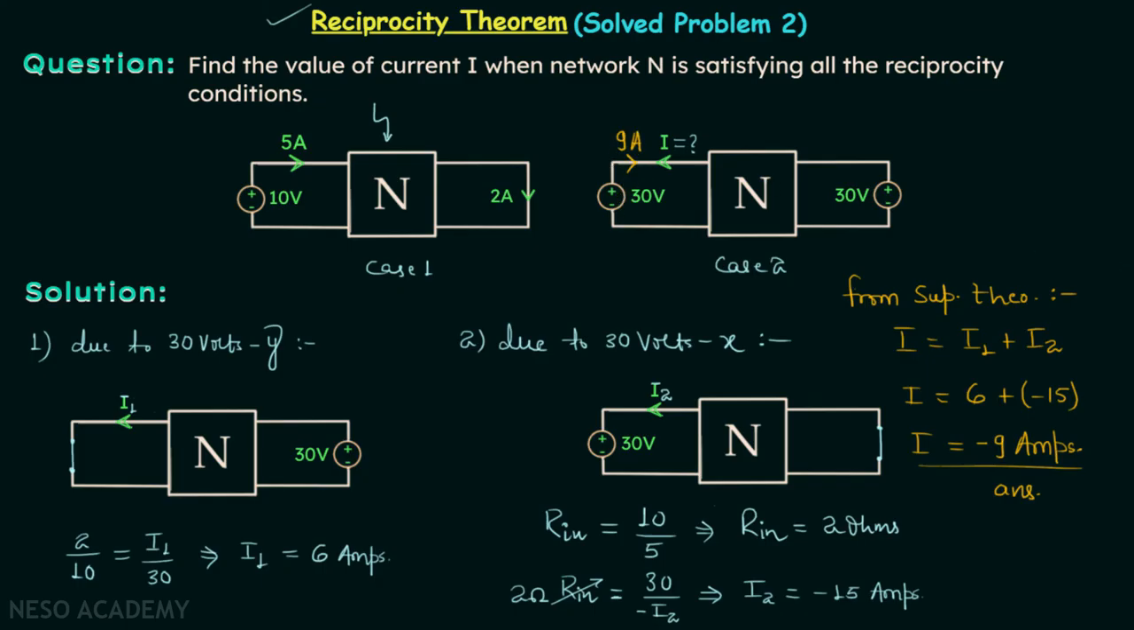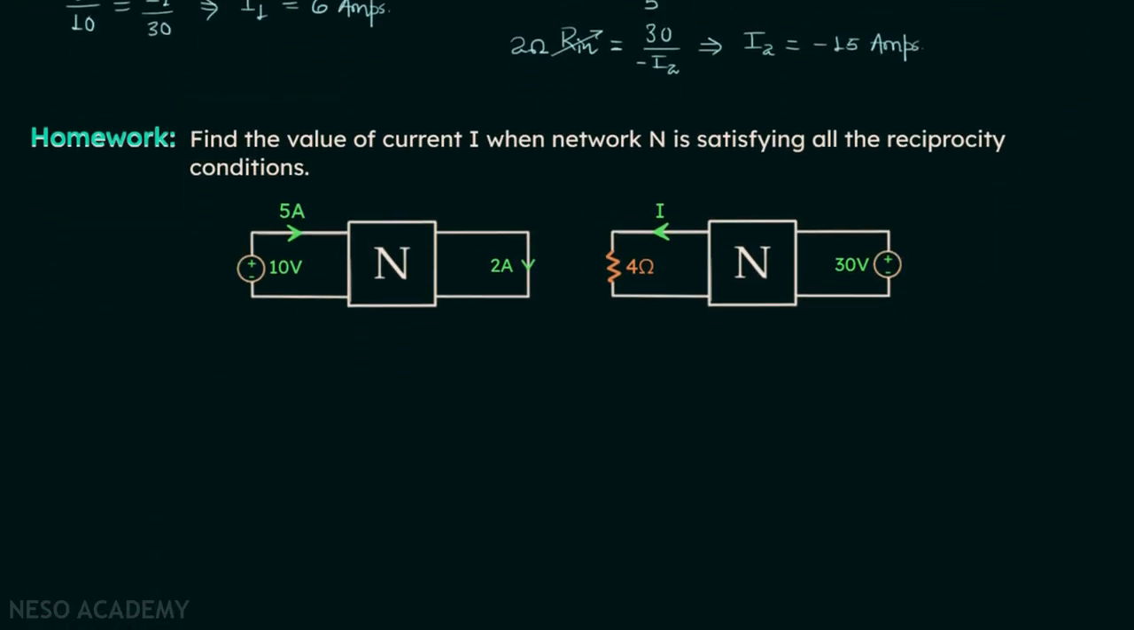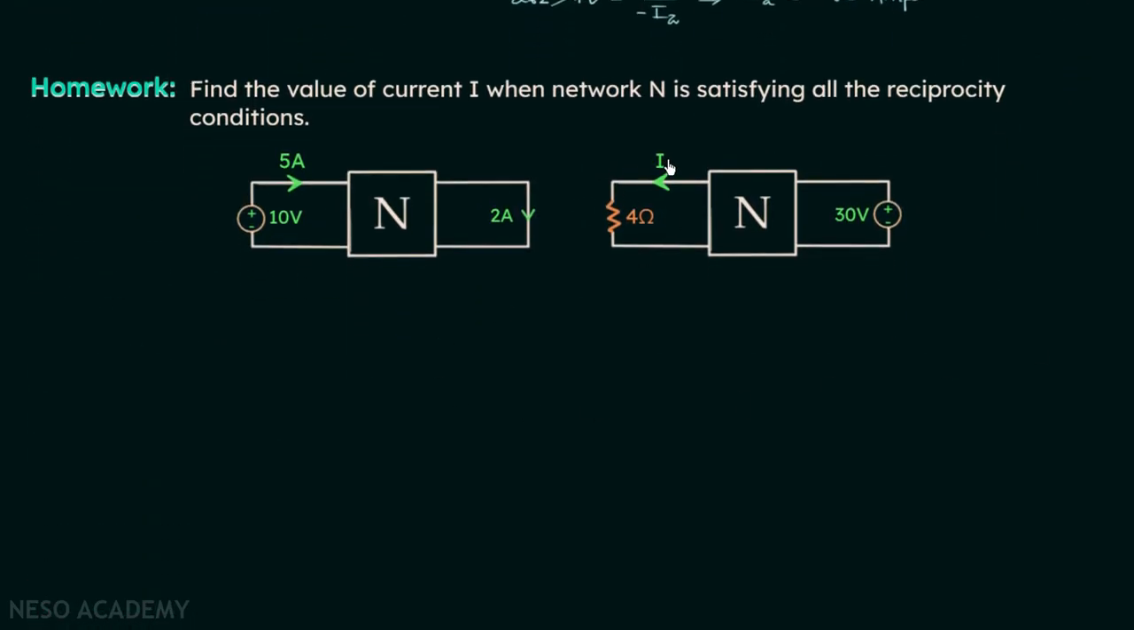Now we will move on to the homework problem. In this problem, you need to find current I when network N is satisfying all the reciprocity conditions. So try to find out current I. And once you have your answer, don't forget to post it in the comment section.